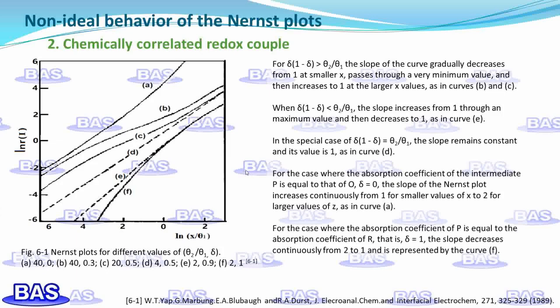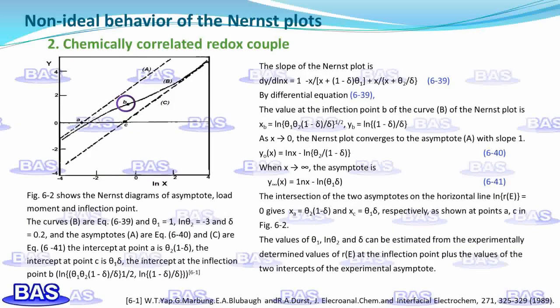For the case where the absorption coefficient of the intermediate state is equal to that of O, the slope of the Nernst plot increases from 1 at smaller values of x, curve A, to 2 at larger values of x. For the case where the absorption coefficient of the intermediate state is equal to that of the reduced state, the slope decreases continuously from 2 to 1, which is represented by curve F. The slope of the Nernst plot is expressed by the differential equation 639.